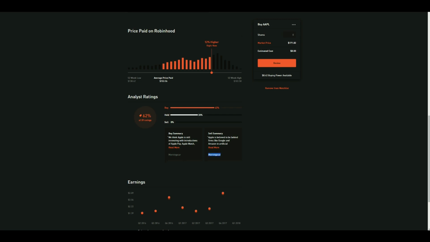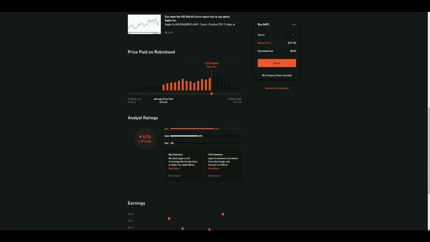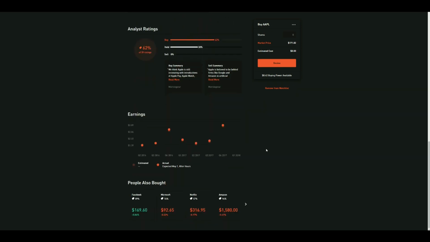It's actually pretty nice. Some of the like my Marrow Edge, they'll give ratings to their stocks, and it's kind of nice that Robinhood has some analyst ratings on there. It shows who they're from, shows if it's a buy, hold, or sell. So Apple is definitely a buy and hold for the long term. Earnings, again, this is pretty normal off of the Robinhood application, and then their expected upcoming earnings is May 1st.